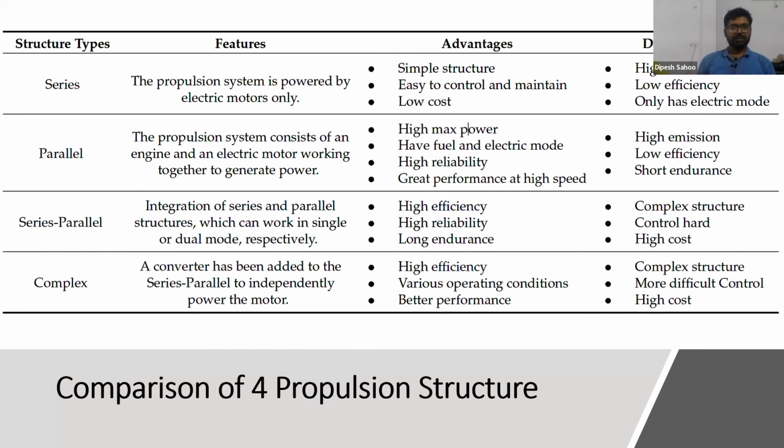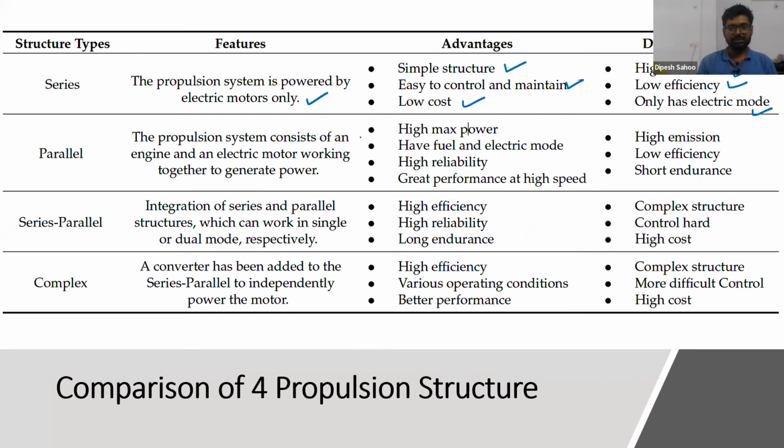Now you can see in the series, the propulsion system is powered by electric motor only. The advantages are simple structure, easy to control and maintain, and low cost. These are the advantages of a series system. The disadvantages are high emission and low efficiency, but it only has an electric motor.